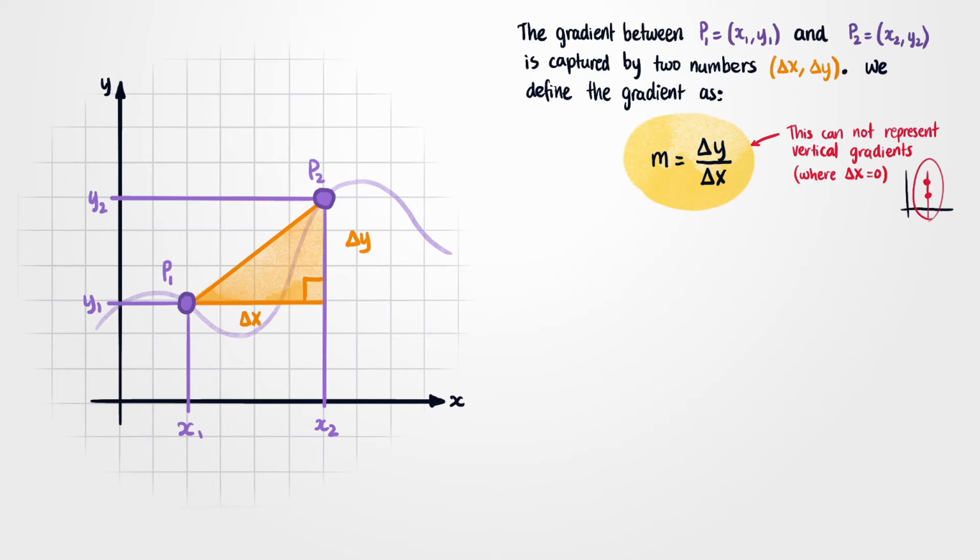I've drawn a little picture of this to show you what I mean. You can't have gradients that go completely vertically upwards. Now so far we've been a little bit too general, so let me go ahead and show you how to find the gradient between 2 actual points.